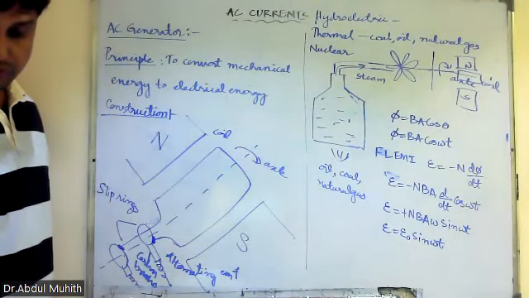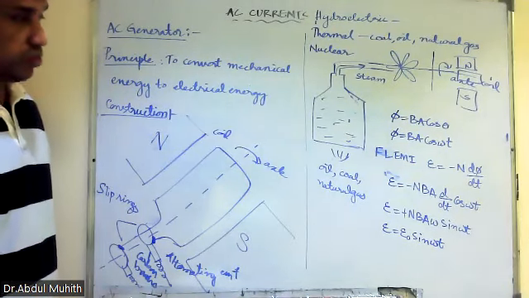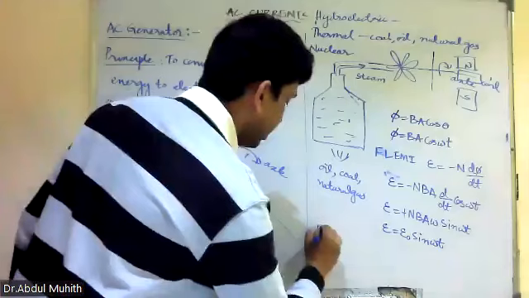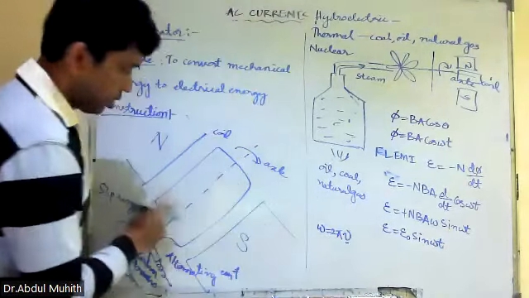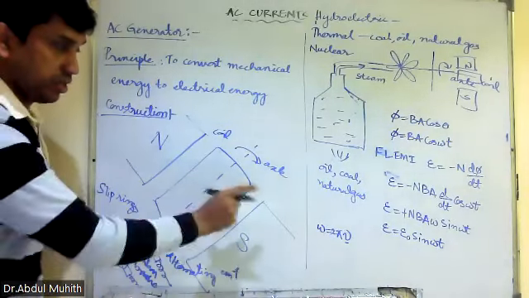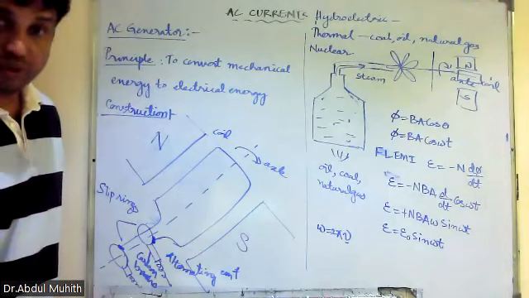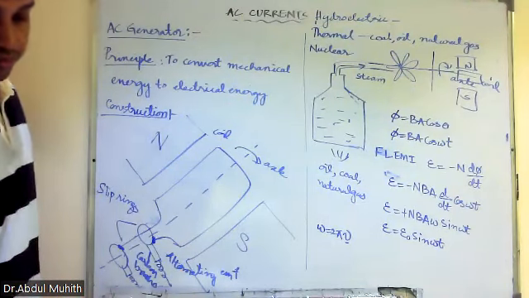Is it clear, all of you? Yes, sir. What is omega again? Omega is equal to 2 pi nu. What is nu? Nu is the number of rotations. How many times it rotates in the presence of the magnetic field? That is nu. Is it clear, all of you? Yes, sir.